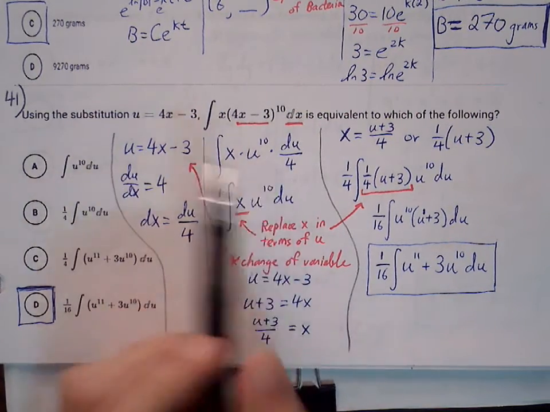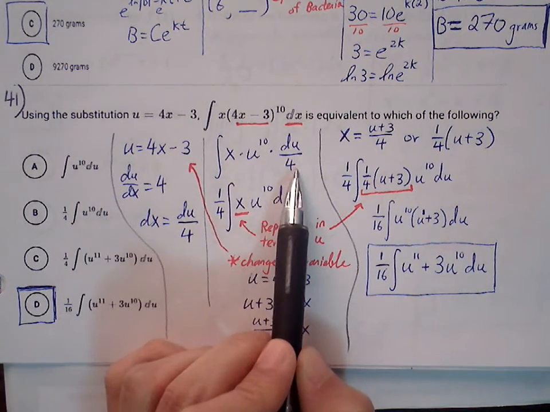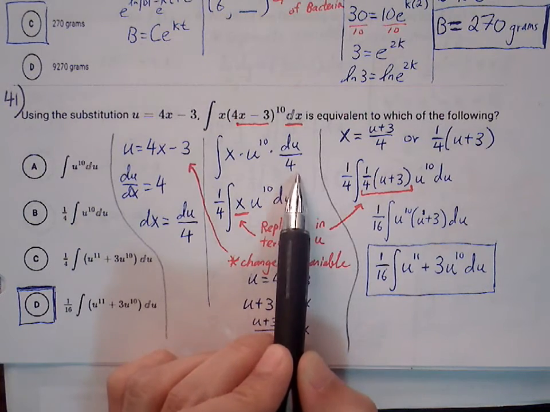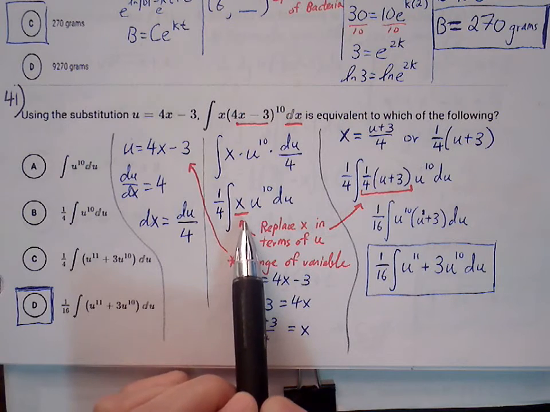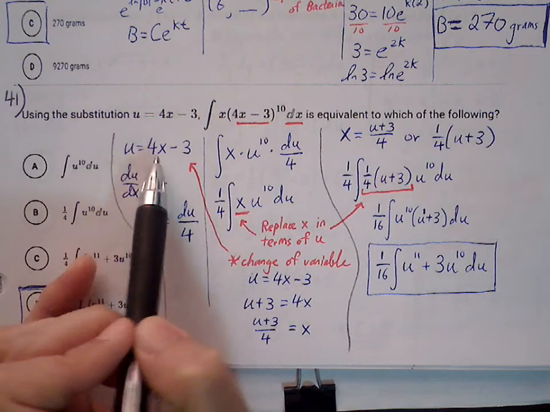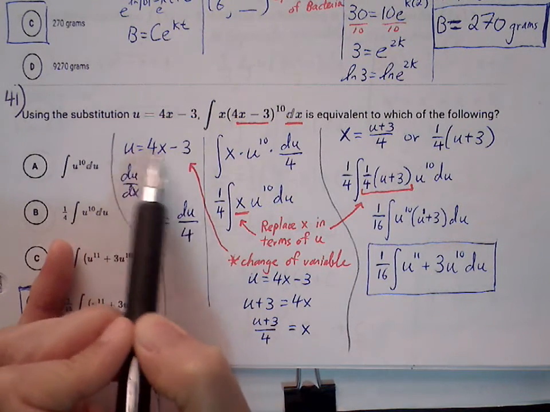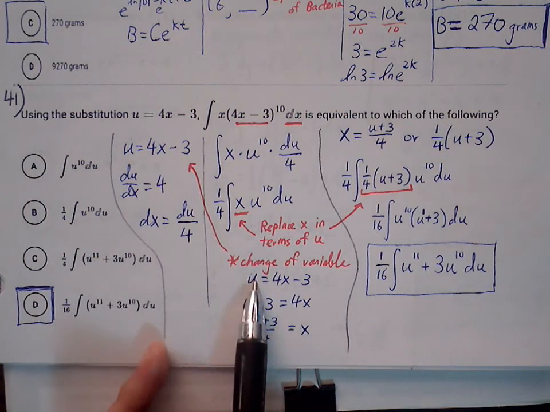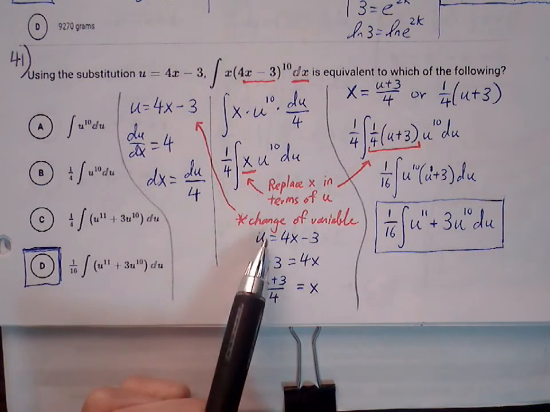Now here's the problem, is that this x is not going to go away nicely on its own. We don't have any coefficient here, anything from du over dx or du over 4 to help us cancel out. So we need to find a way to get that x to be replaced in terms of u. So the way we get that x to be replaced is we go back to our relationship that's developed between u and x, and maybe we can solve for x. So we'll do a change of variable here so that we can get everything in terms of u.